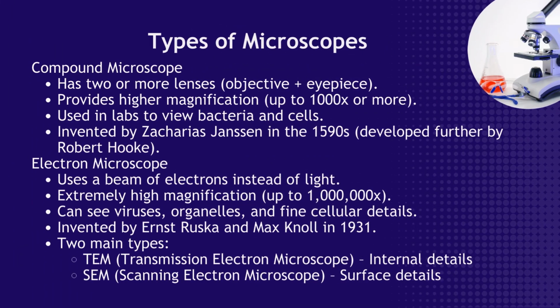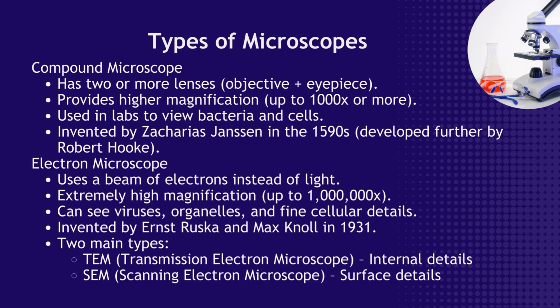Types of microscopes: compound microscope. Has two or more lenses, objective plus eyepiece. Provides higher magnification, up to 1000x or more. Used in labs to view bacteria and cells. Invented by Zacharias Janssen in the 1590s, developed further by Robert Hooke.